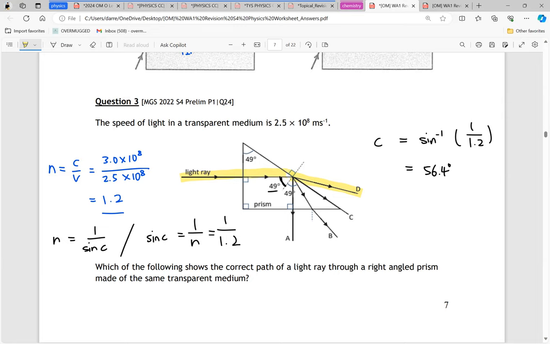So is this question easy? I think it's okay, provided your understanding is strong. There's a bit of calculation to be done, but that is normal. All right, let's move on to question 4 next.